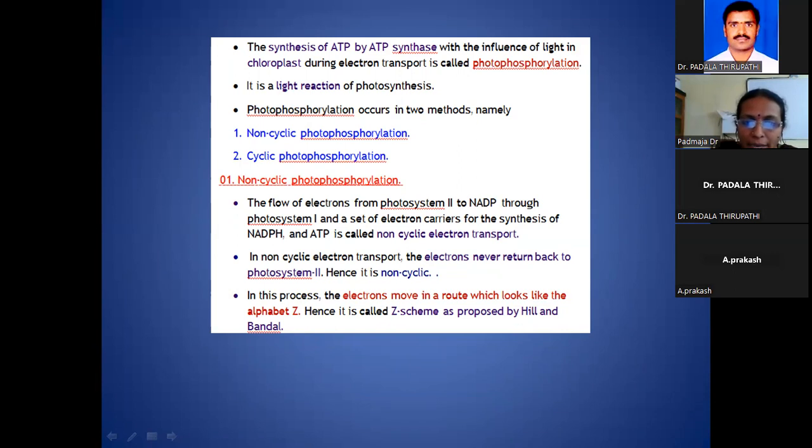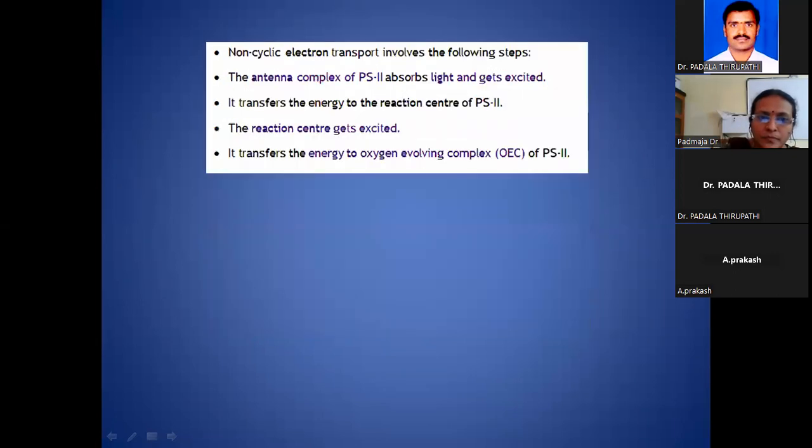And what electron carriers are present? We have to remember. The flow of electrons from photosystem 2 to NADP through photosystem 1 and a set of electron carriers, for the synthesis of NADPH and ATP, is called non-cyclic electron transport. In non-cyclic electron transport, electrons never return to photosystem 2. That means the electron moves and does not come back to the same target place, so it is called non-cyclic photophosphorylation. This is also called the Z scheme. Now, non-cyclic electron transfer involves the following steps.